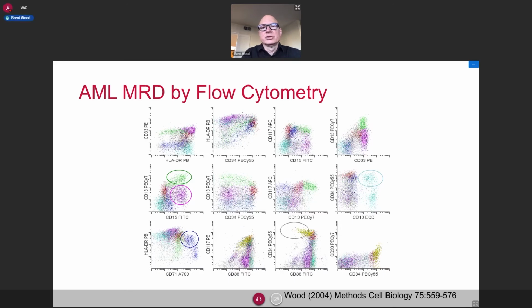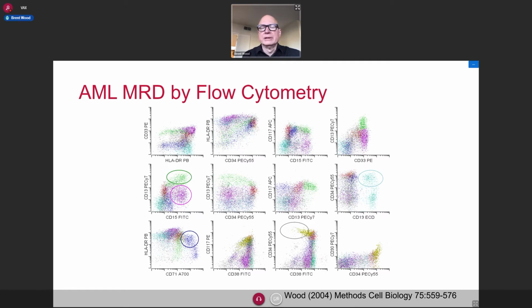Next. So this is an example then looking at that progenitor area on 45 side scatter using a variety of different antigens in a 10-color experiment that we did many years ago. We were the first to develop 10-color flow cytometry and implement this in a clinical laboratory. And we're essentially using the same approach as what I described for B-ALL, except now we're looking at different maturational stages with a different set of antigens. But the idea is the same, to map normal maturation and look for things that deviate from that as a marker of disease.